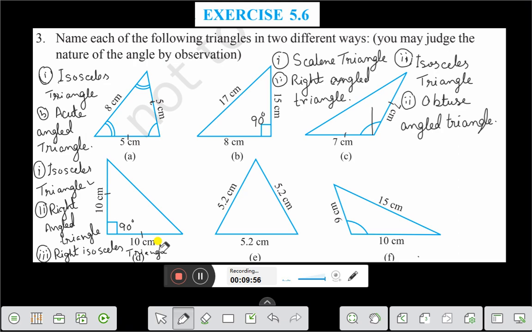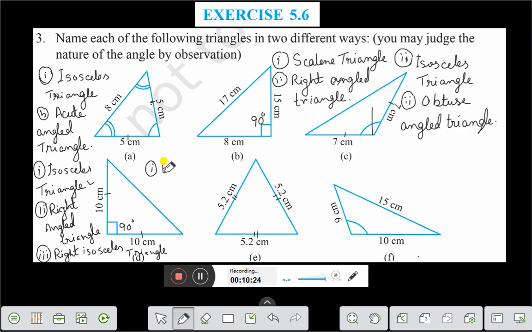Right? Now, next is question number E. Question number E, you see that this side is 5.2 centimeter. This side is also 5.2 centimeter, and this side is also 5.2 centimeter. That means all the sides of the triangle are same. Therefore, if all the sides of a triangle are same, it is known as equilateral triangle, right? Therefore, we write it as equilateral triangle.